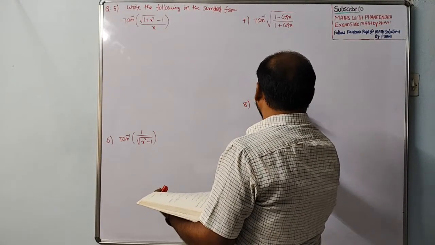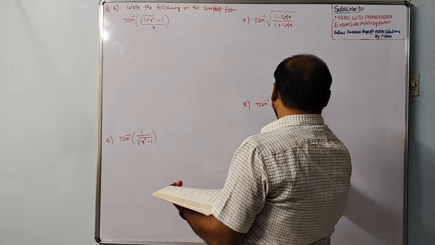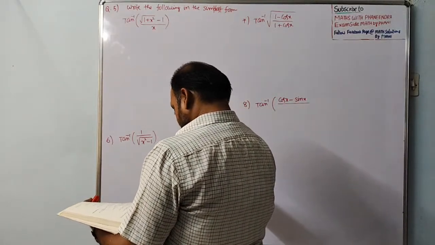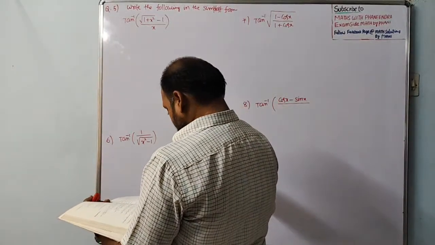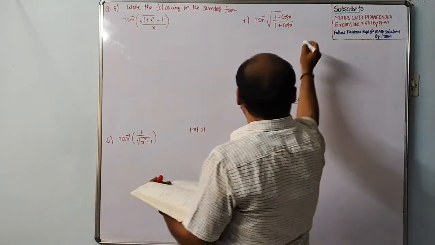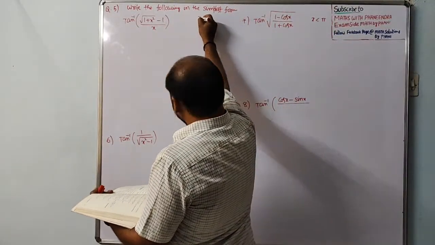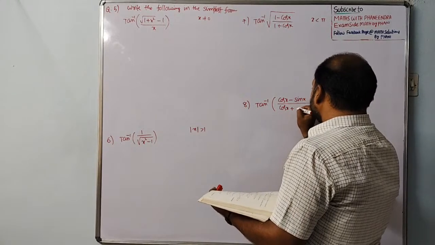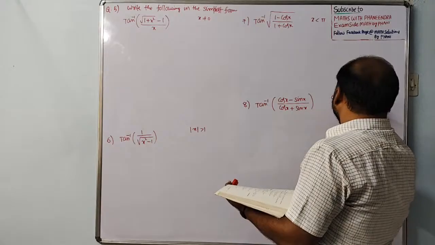Tan inverse of cos x minus sin x divided by cos x plus sin x, where 0 is less than x is less than pi.